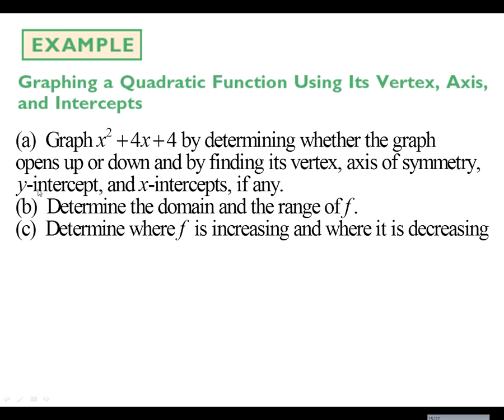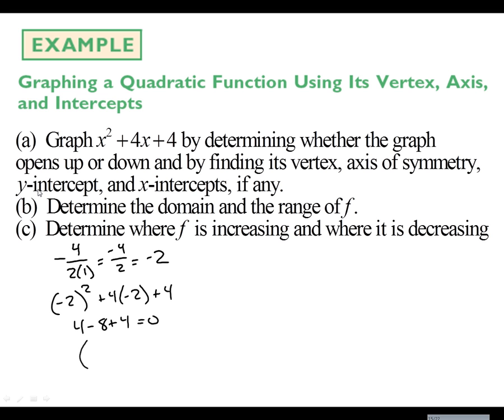Let's find the vertex first. So we're going to say negative b over 2a, negative 4 over 2, so we've got negative 2. Plug it back in, negative 2 squared plus 4 times negative 2 plus 4, which is 4 minus 8 plus 4, and that gets us back to 0. So our vertex is at negative 2 comma 0. Our axis of symmetry is x equals negative 2, and we are opening up.